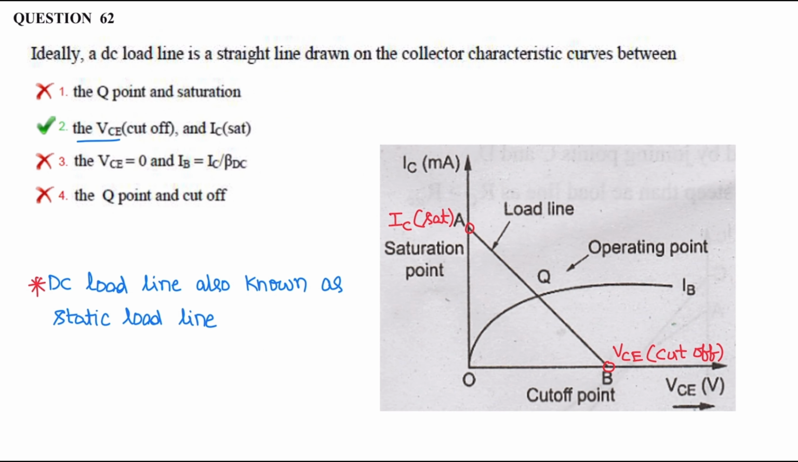62nd question. Ideally, a DC load line is a straight line drawn on the collector characteristic curve between. So this DC load line is a straight line drawn on the collector characteristic curve between cutoff point, that is VCE cutoff, and saturation point IC saturation. This DC load line is also called static load line. Correct answer is option 2. It is drawn between VCE cutoff and IC saturation.